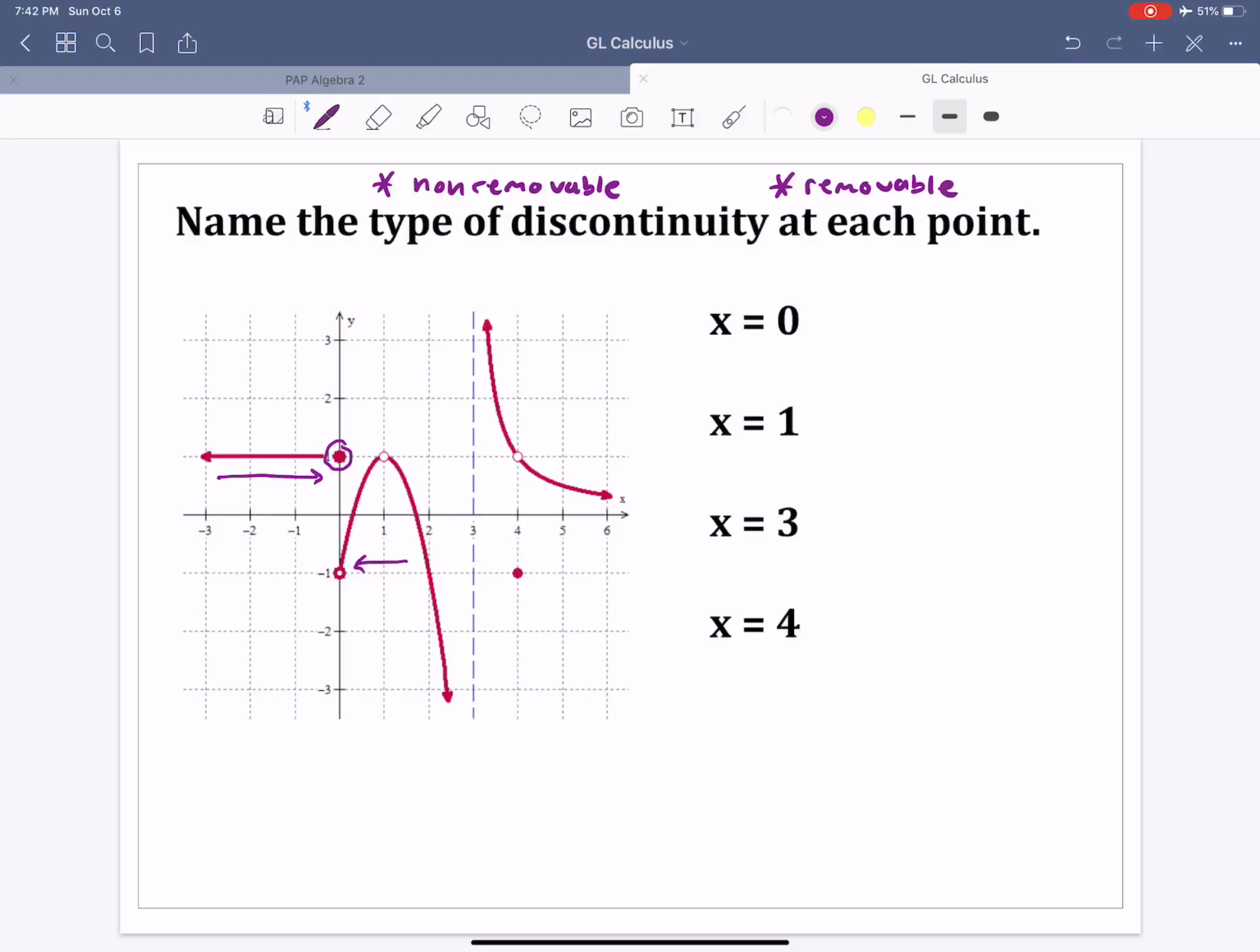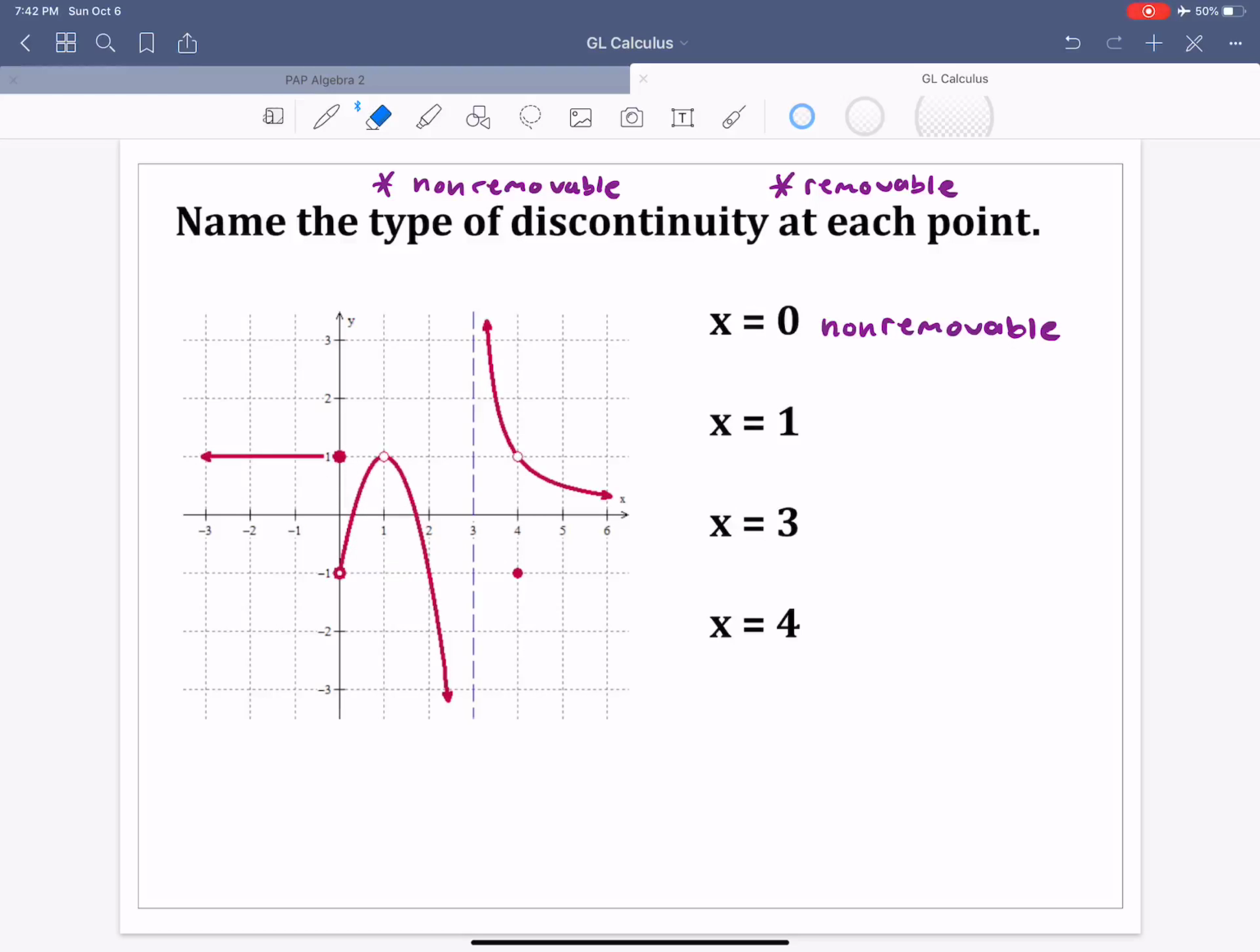Removable discontinuity, okay, is when it's basically just a hole in the graph, okay? Non-removable discontinuity is when there's a jump that's taking place, okay? So as you can clearly see here, this would be a non-removable discontinuity, because I'm making a jump from one section to another.